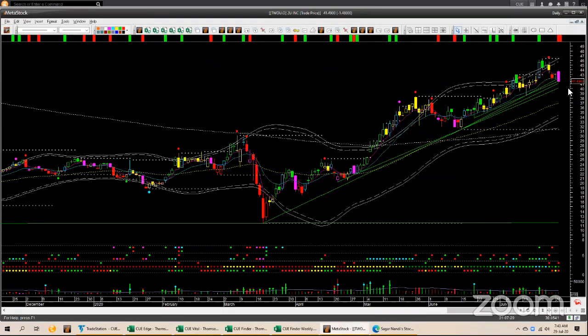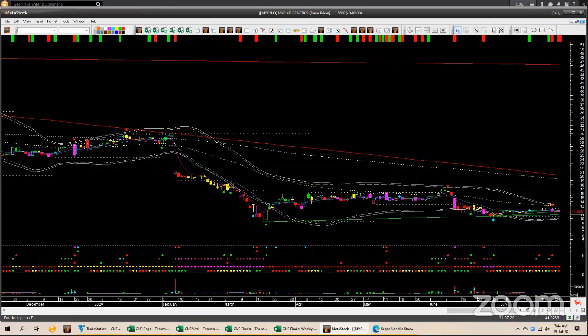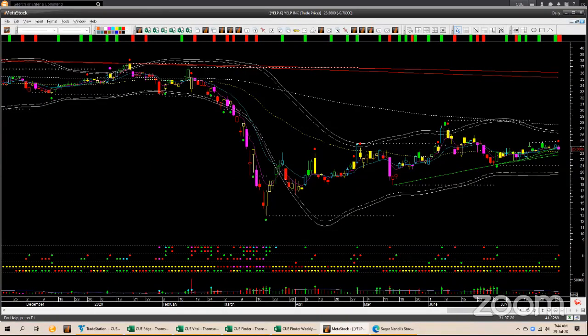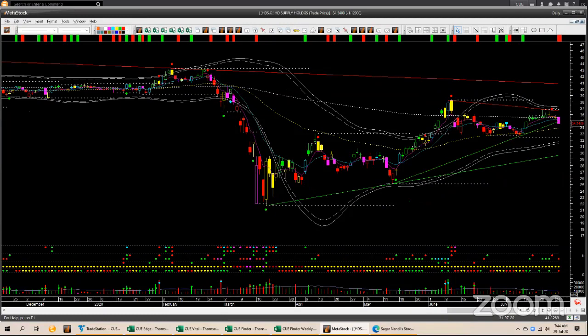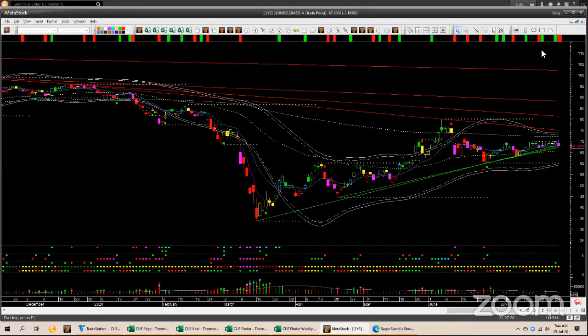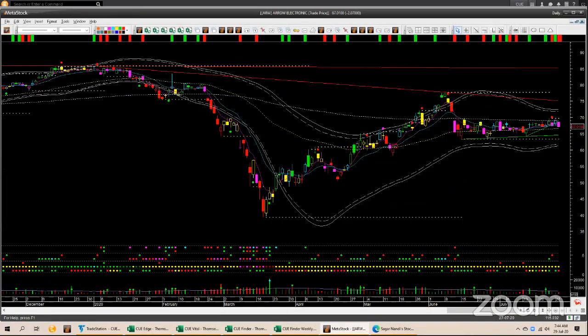2U, TWOU, has memory support, not going to short it. MYGN, very flat, not going to short it. Yelp has memory support, not going to short it. Very flat, IVZ Invesco, not going to short it. HDS is looking weak. I'll come back to it. LYB has memory support, not shortable.